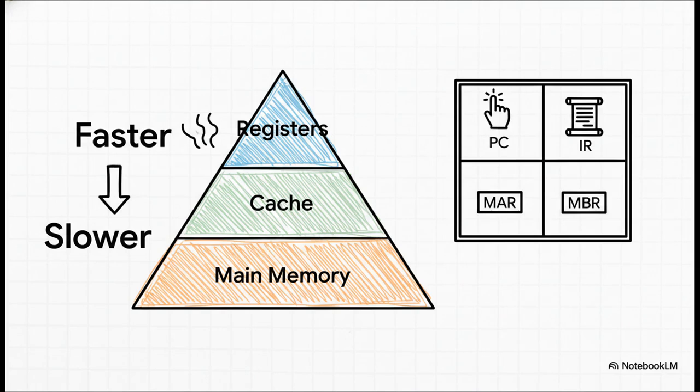Well, they sit at the very, very top of the memory food chain. That means they are ridiculously fast, way faster than main memory, but also much smaller. They're this critical, temporary workspace that holds vital info for the job at hand. For instance, a register called the program counter, or PC, always points to the next instruction, while another called the instruction register, or IR, holds the one the CPU is working on right now.